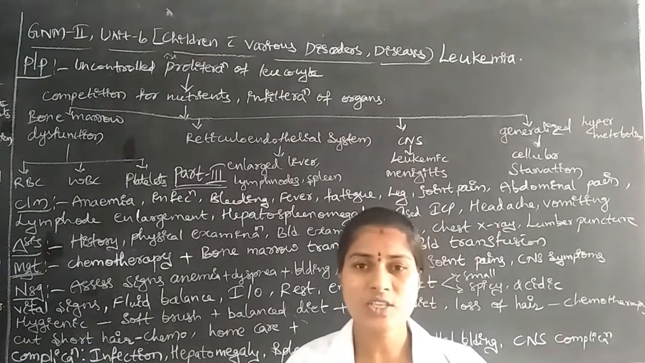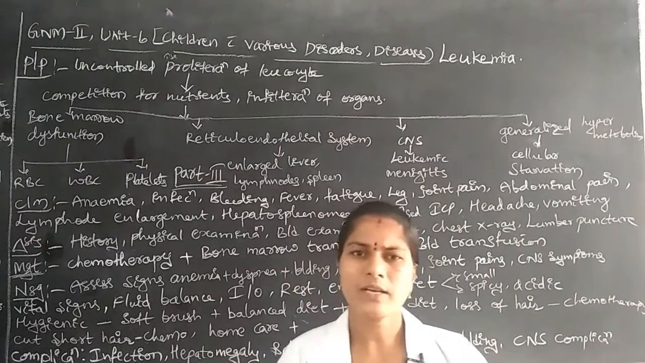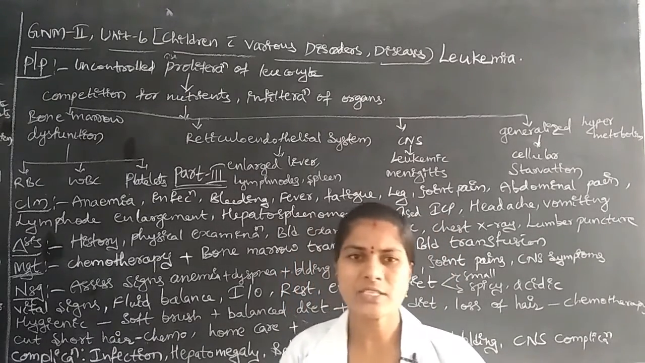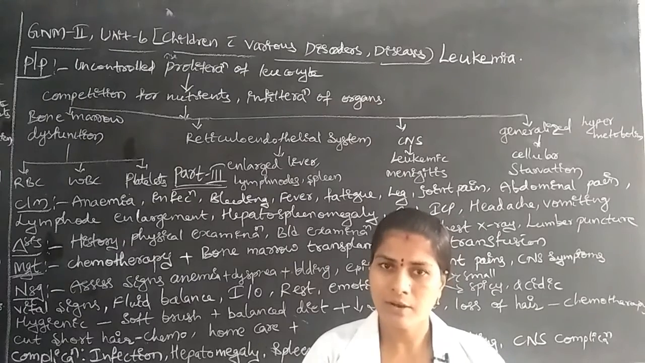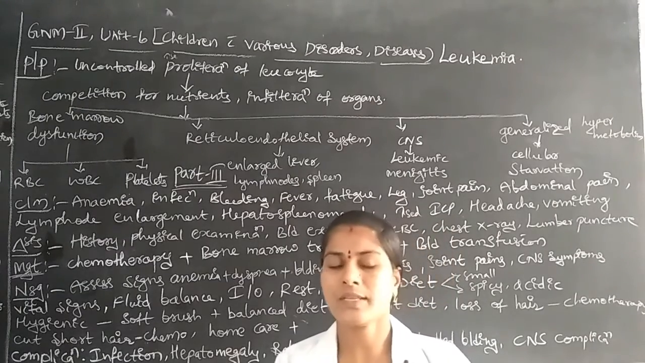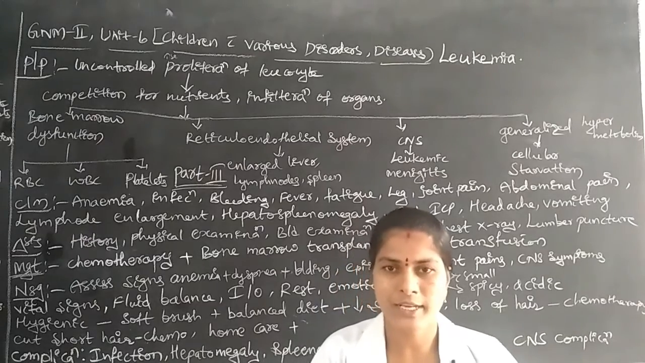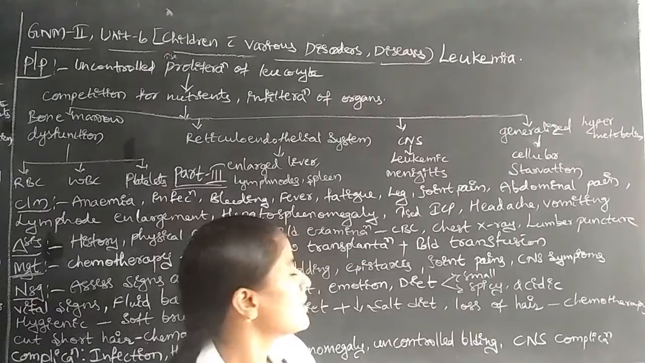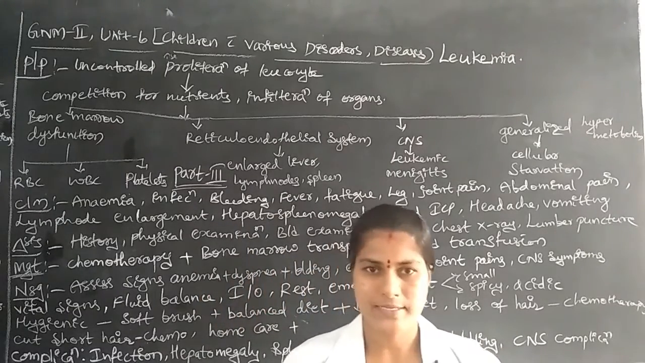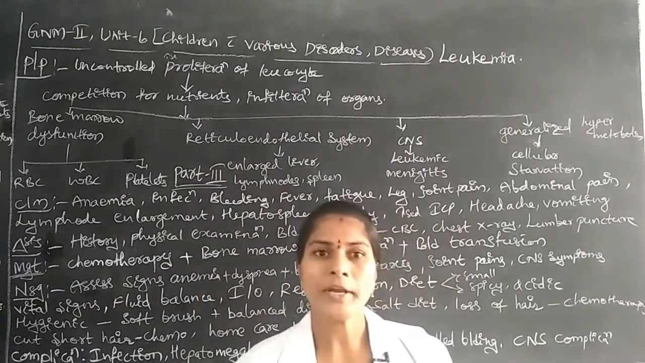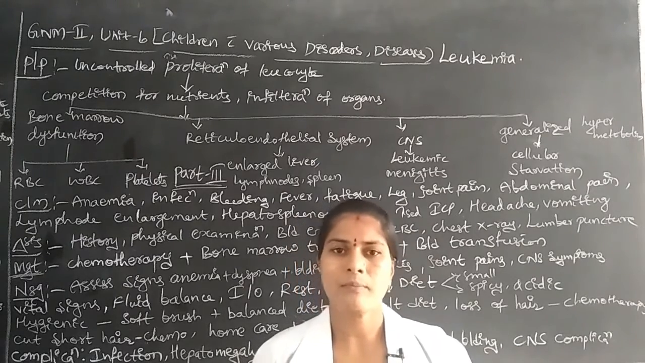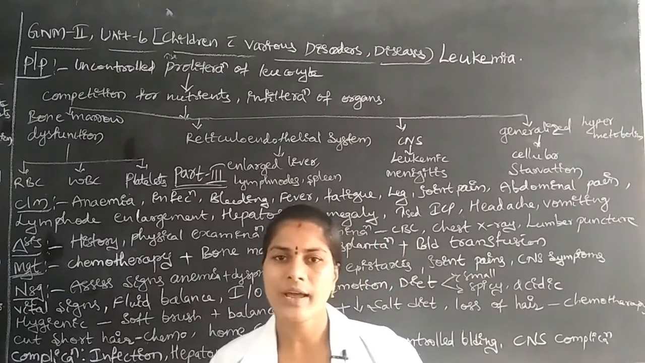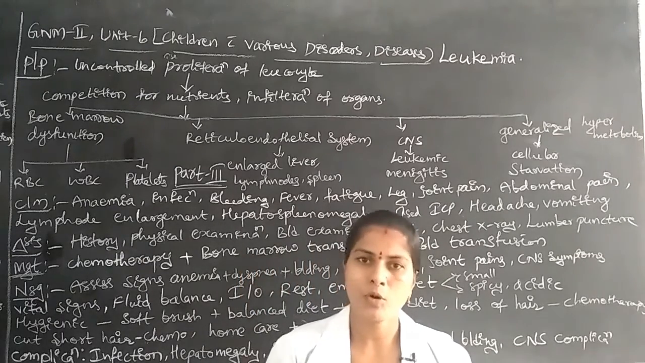Another one is that the children have fatigue. Why? Because when they do some work, their energy will be less, because the blood is weak and there is no normal blood percentage. That's why they have a symptom like fatigue. Another symptom is leg pain, especially joint pain. Why? Because the bone marrow is there in the joints and bones, no? That's why the children have joint pain or bone pain.